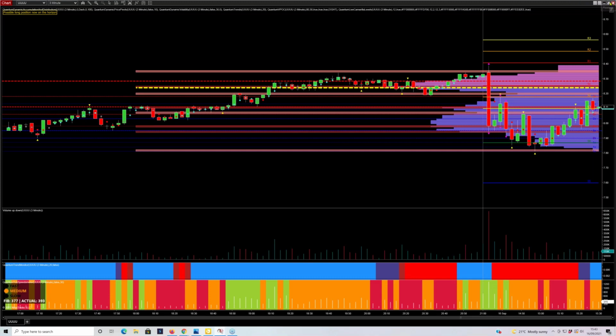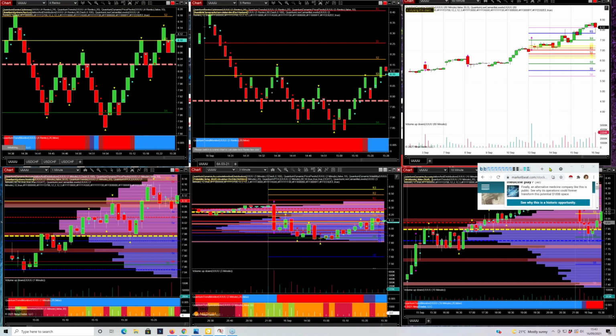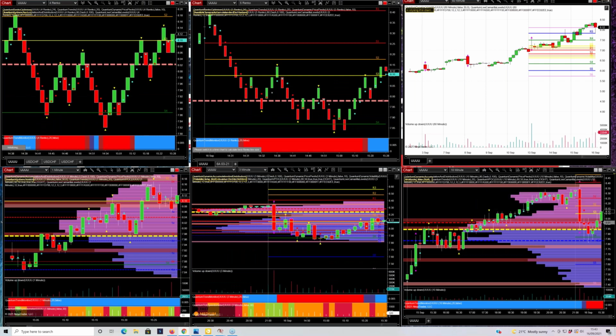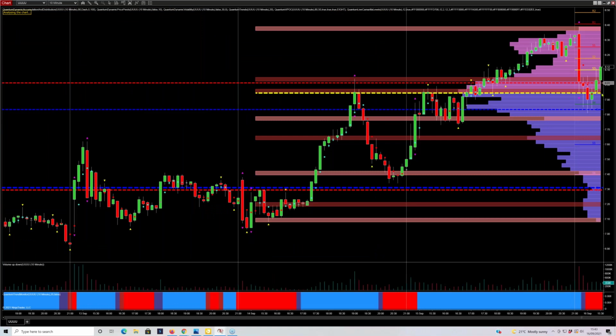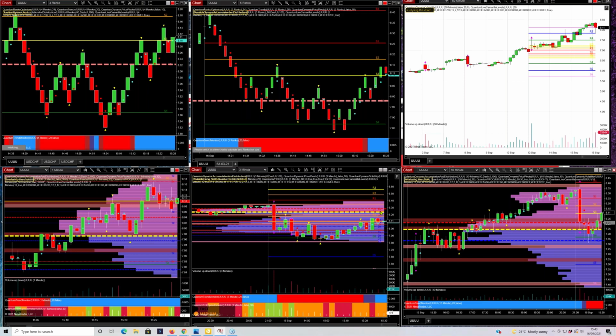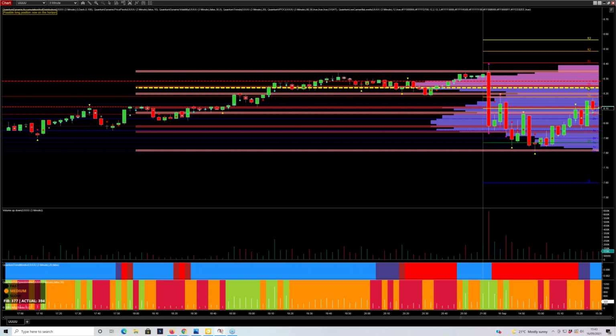So that's the 3-minute chart. The 10-minute chart has the same values, but what the 10-minute chart tells us is we're already over the volume point of control, which is good, and any resistance that it meets here on this particular chart, it's going to hit all this resistance, all this congestion that's here.